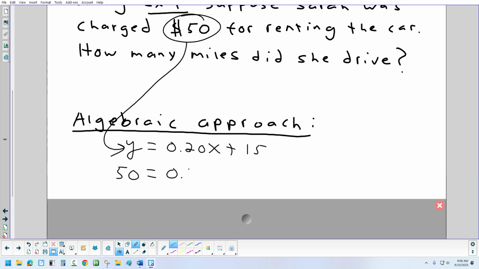50. And I know I'm writing 0.20 because when you think of money, a lot of times you always write money to two decimal places. But in math, 0.20 is the same as just 0.2. Right? So if you just write 0.2, it's the same thing.